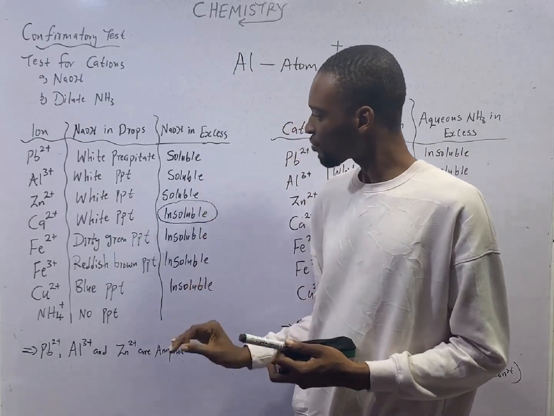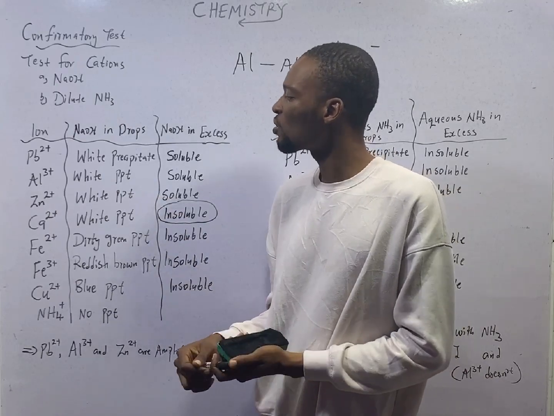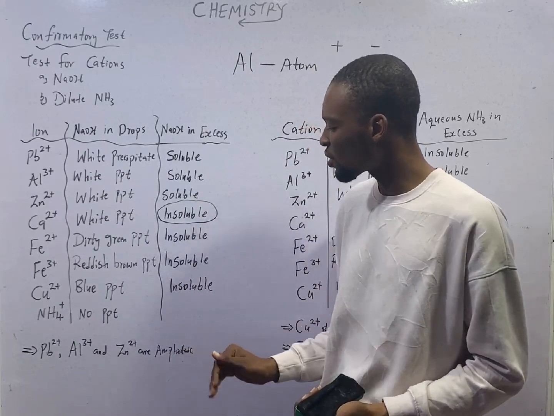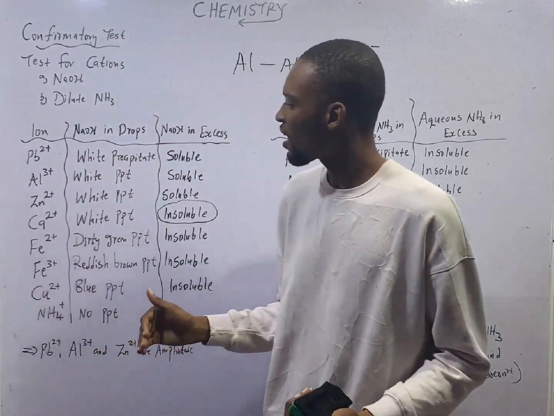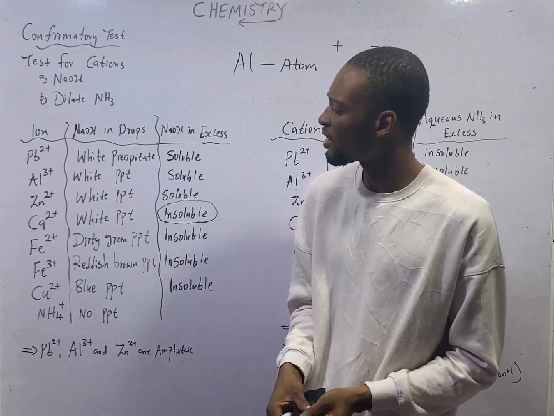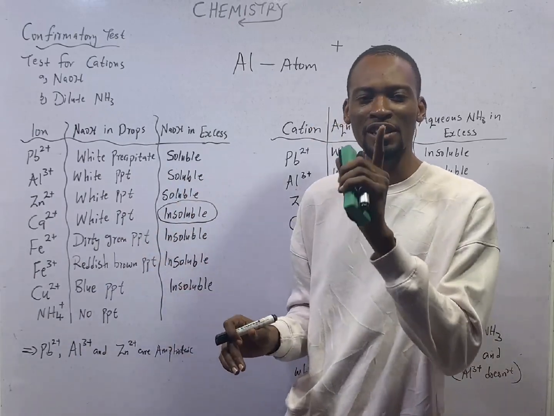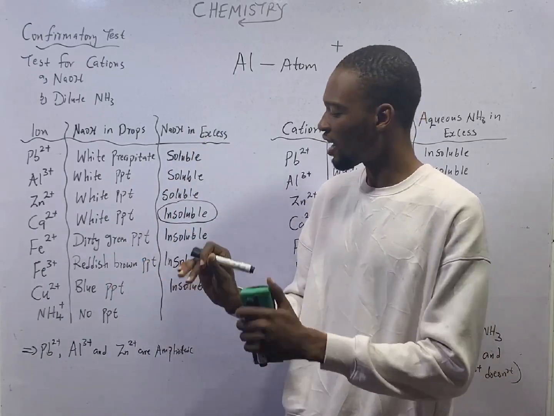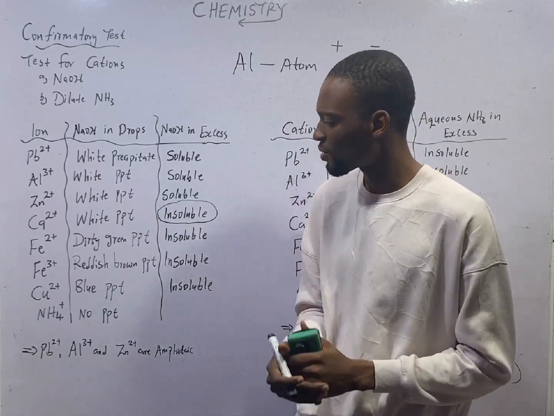Look at something else. You may be wondering, why is it that lead ion, aluminium ion, and zinc ion are all soluble in excess sodium hydroxide? This is because they are amphoteric. This is a JAMB question. Zinc ion, aluminium ion, and lead ion are soluble in excess sodium hydroxide. Why? It is because they are amphoteric. Don't ask me what amphoteric means, because this is a series and we've dealt with amphoteric over and over again. Amphoteric oxide, this and that, even in acids, bases, and salts.